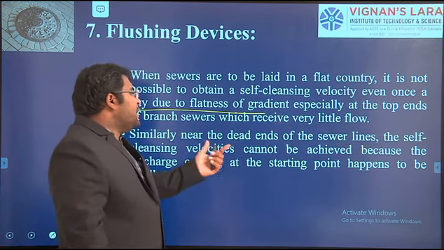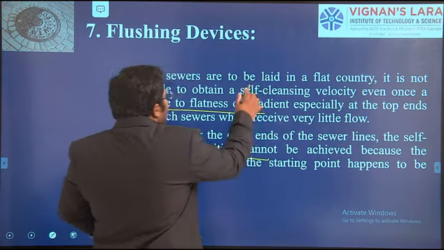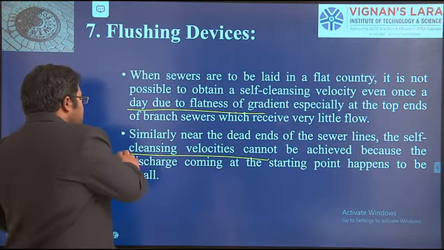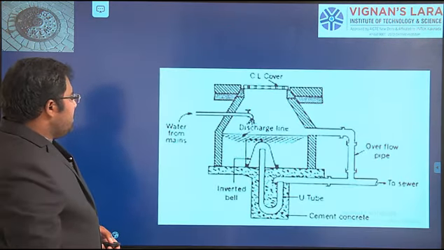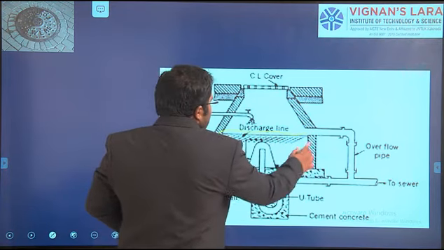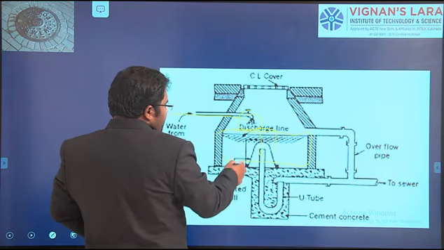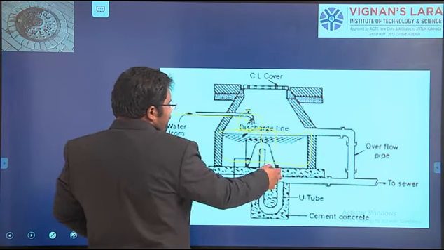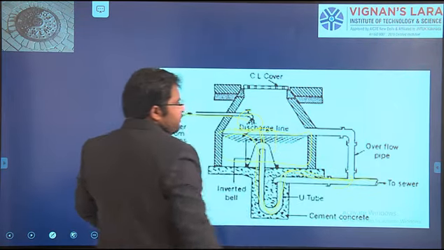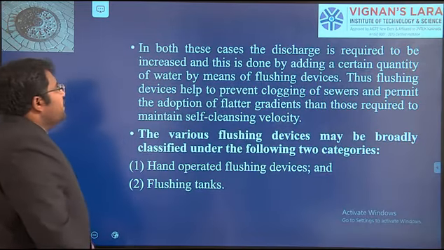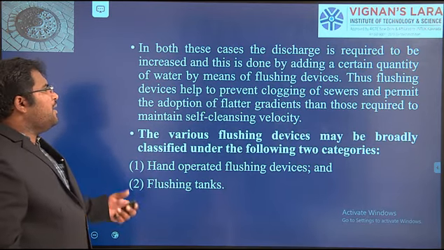Similarly, near the dead ends of the sewer lines, the self-cleaning velocity cannot be achieved. Here also, at the starting and the ending, we are not going to achieve the self-cleaning velocity. To accomplish that, we provide a flushing device, right? So here you can see this is the water. Here we have some tap to flush this. So whenever we have an obstruction here, water will be sent through like this, right?